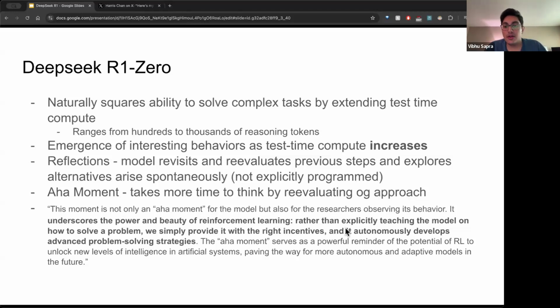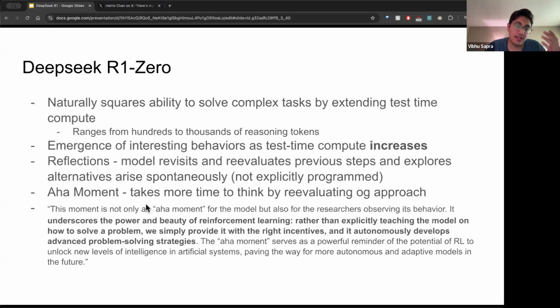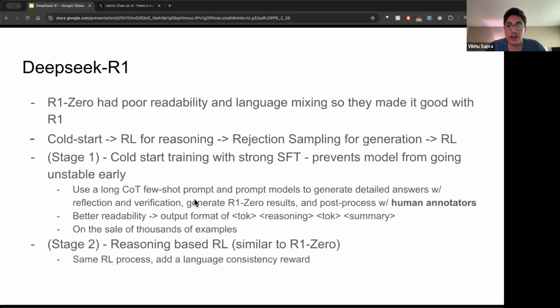But basically, rather than explicitly teaching the model how to solve problems, they train it with RL, which incentivizes it, and based on those incentives it autonomously starts to understand these problem-solving strategies through its thinking steps. It starts to realize it has these aha moments, and it also starts to have reflections in its thinking. So that was another interesting thing that came there, right? So, okay, what about DeepSeek R1?